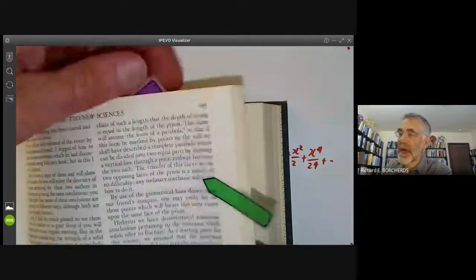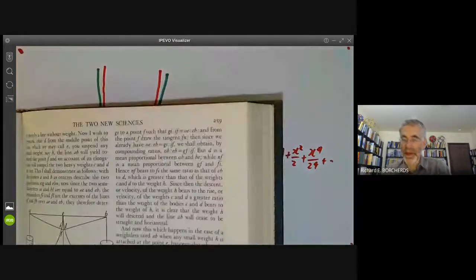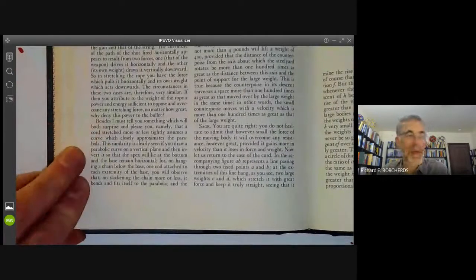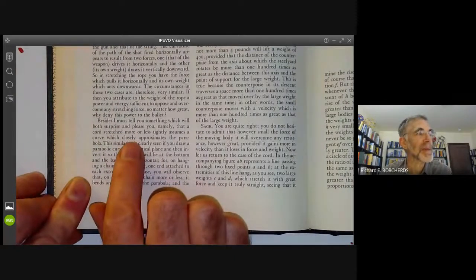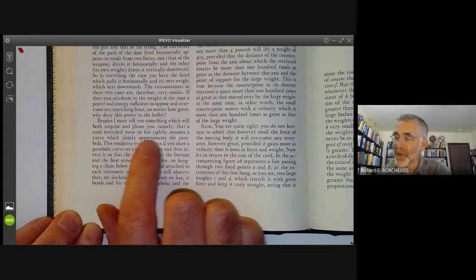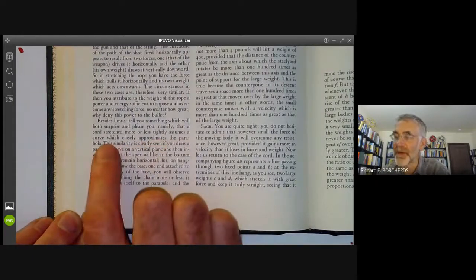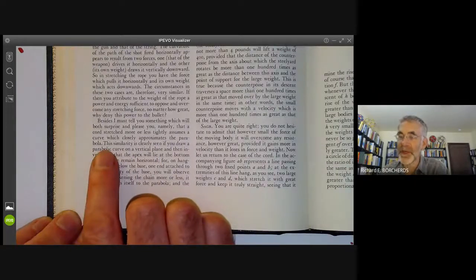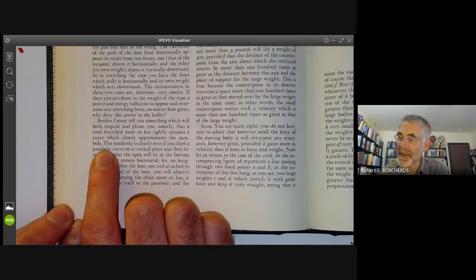So if we look ahead a bit, we find another section of the same book where he says, here, I must tell you something which will both surprise and please you, namely that a chord stretched more or less tightly assumes a curve which closely approximates the parabola. So he doesn't say they're equal. He says they're very similar.